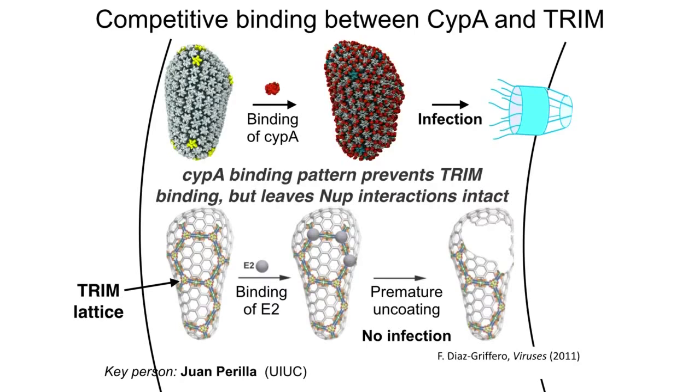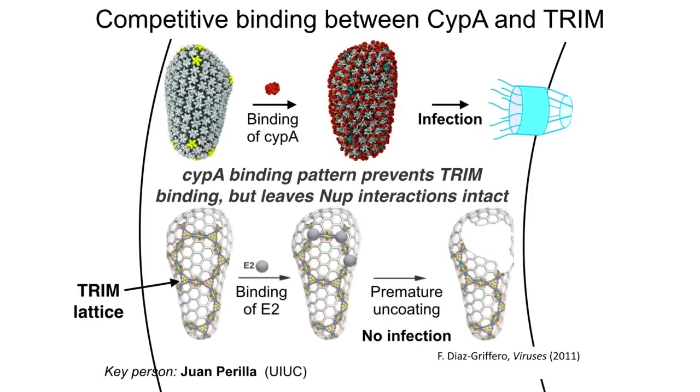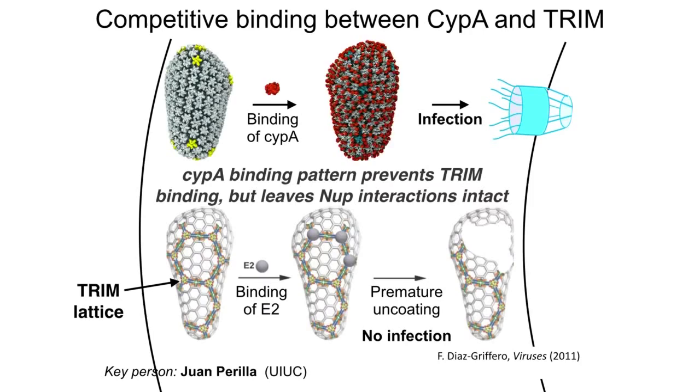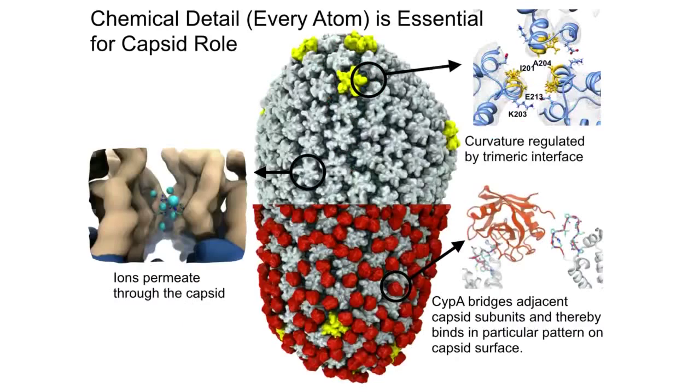And one of the drugs, PF74, that has been shown to work on HIV, but unfortunately also kills the patient, we believe interacts with the cyclophilin. So we have some understanding. The paper is submitted. I don't have slides of how that drug works through this whole process.